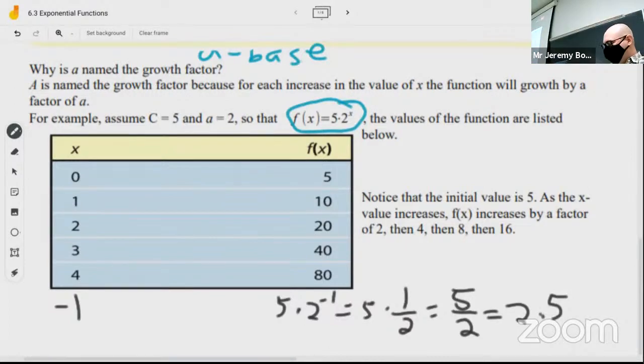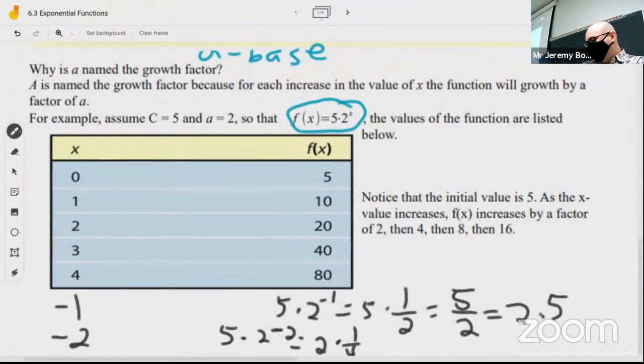Notice it is less than our initial value, right? Which makes sense because it should be growing as it progresses. What about negative 2? That's going to be 5 times 2 raised to the negative 2. It's going to be 5 times 1 over 4. Sorry, I wrote a 2 instead of a 5. Which is going to be 5 over 4, which is 1.25. It'd be 1 and 1/4. And we can keep going.